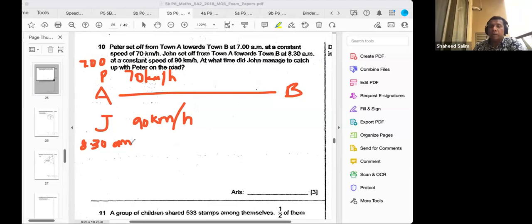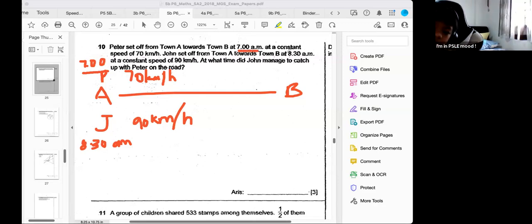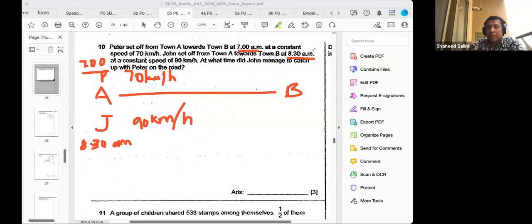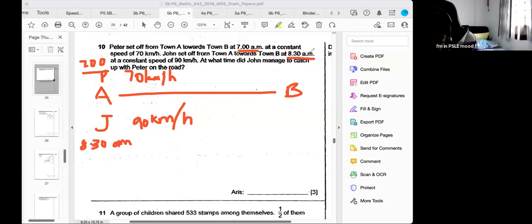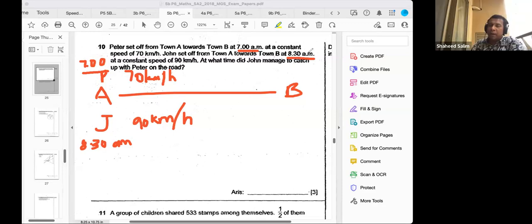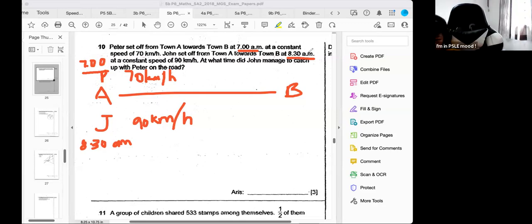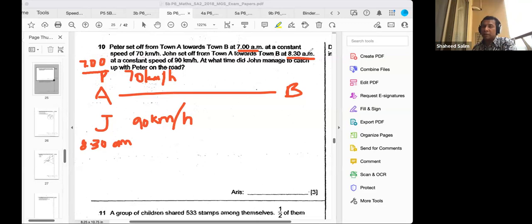So now, Peter starts at 7 a.m. and John starts at 8:30. So when John starts at 8:30, Peter had already left town A. By the time it's 8:30, how far was Peter in his travel? That has already been 1 hour 30 minutes. So in 1 hour 30 minutes, traveling at 70 km per hour, how far did he travel?